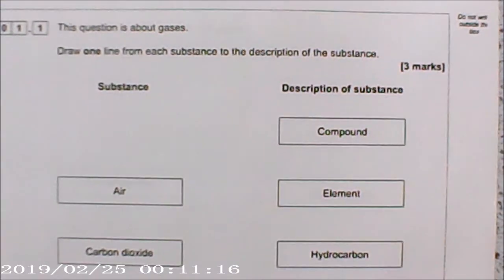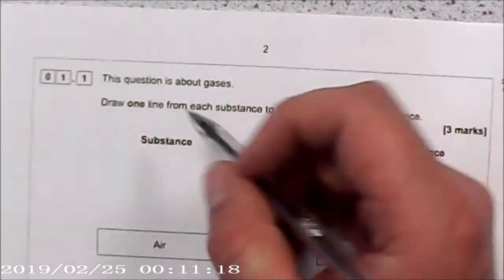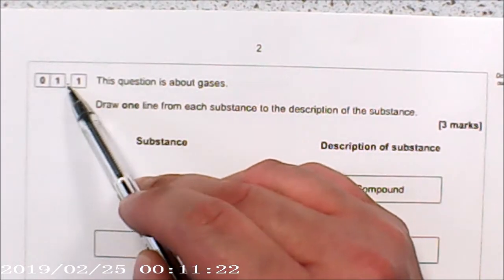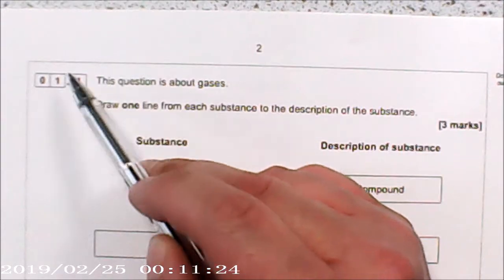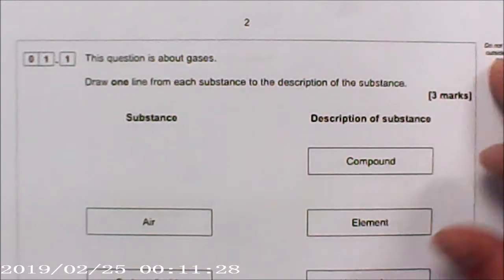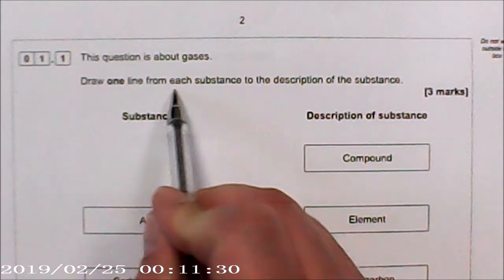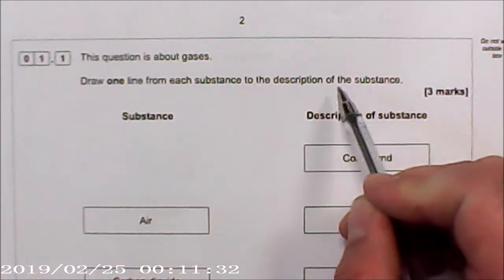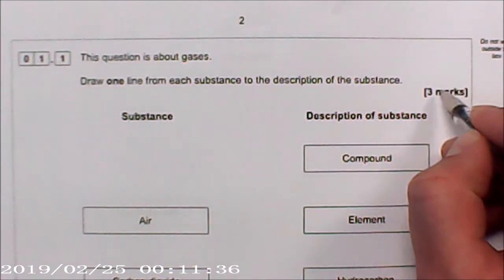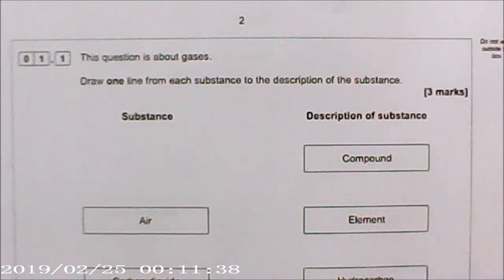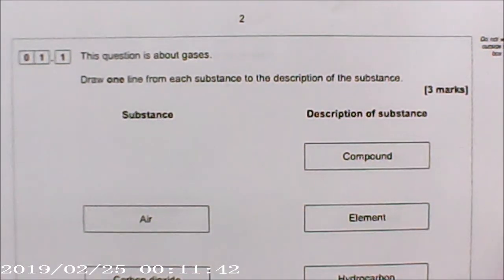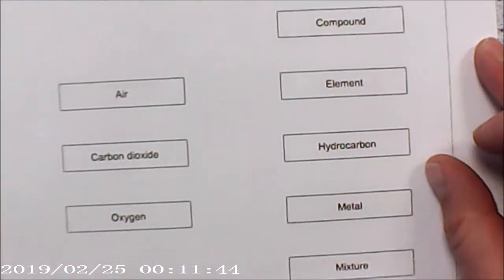So we're going to start with question number 1. You'll notice that it's got 1 and the parts will be a dot, so 1.1 is the first question. So this question is about gases. Draw one line from each substance to the description of the substance, and it's worth 3 marks. So we know that we're going to have to do 3 lines, and there's going to be 3 things, so that means there's 1 line per substance.